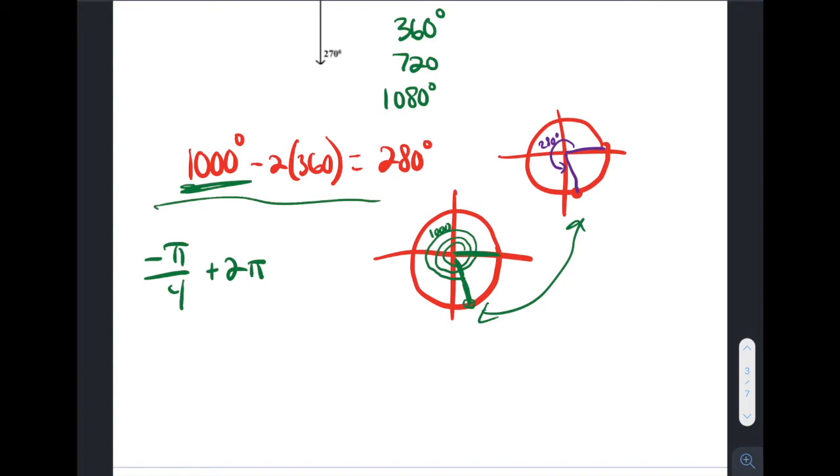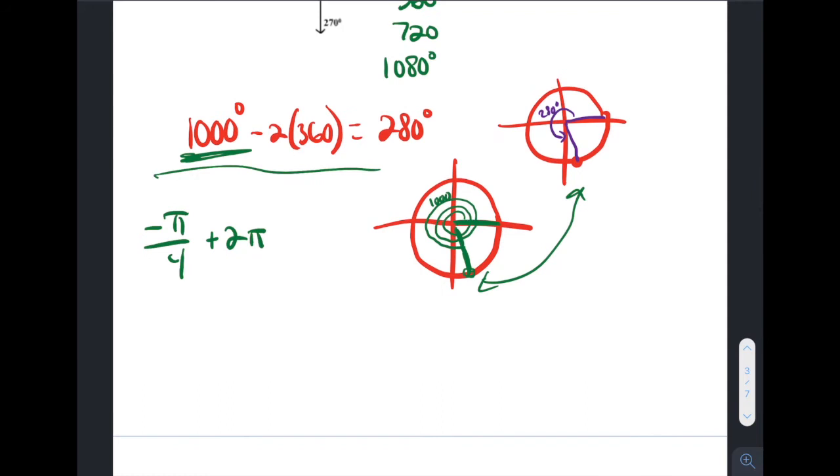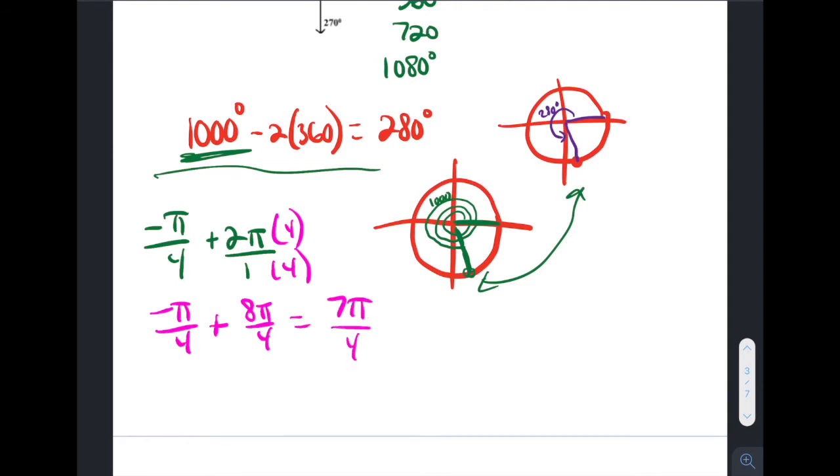And if I were to do this and I had no calculator, in this case, I would want them to have a common denominator. So I notice that 2 pi technically has a denominator of 1, so I'm going to multiply by 4 over 4. So I've got negative pi over 4 plus 8 pi over 4. And then since these have the same denominator, I'm going to add going straight across. Negative pi plus 8 pi is the same thing as 7 pi, and that's being divided by 4. So what I'm saying is that negative pi over 4 and 7 pi over 4 are coterminal angles.